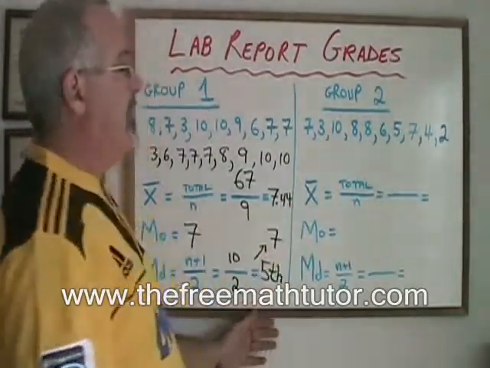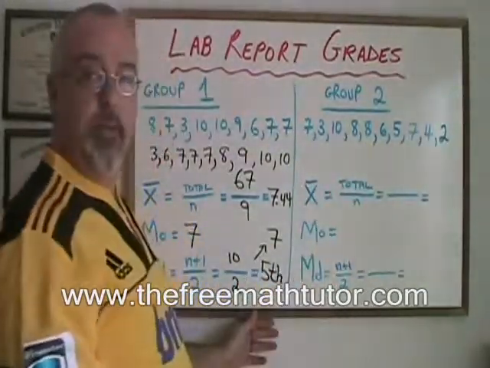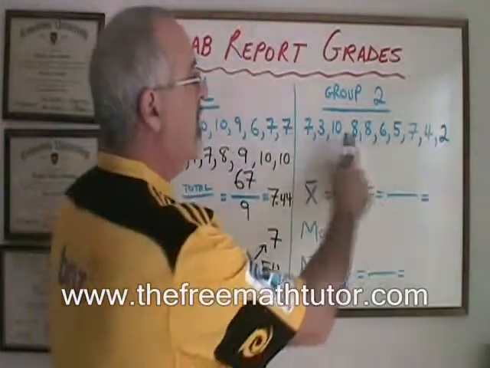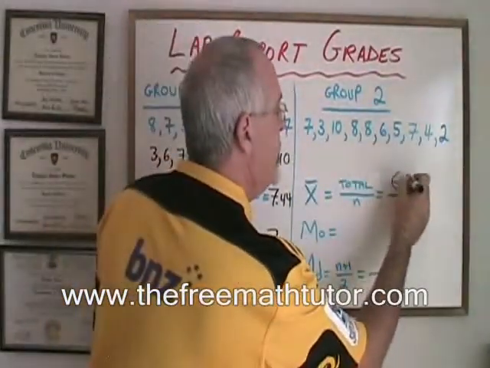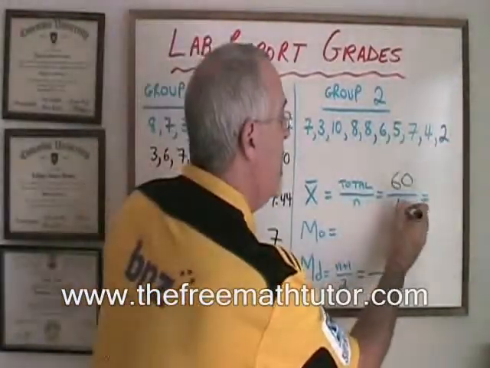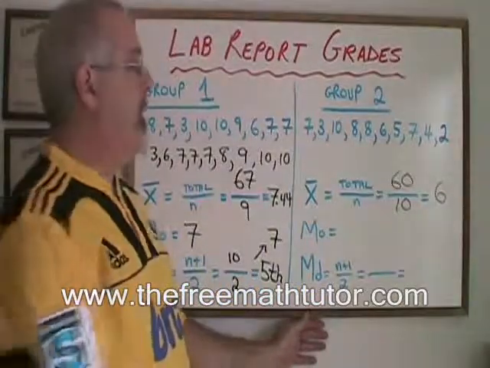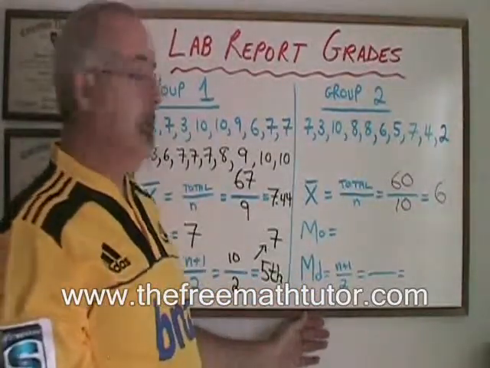The mean x bar is equal to the total of all of the grades over the n, the sample size, the number of grades. The total of all these numbers is 60, and the sample size this time is 10. 60 divided by 10 is 6, so our mean, the average grade for the students in this group, is 6.